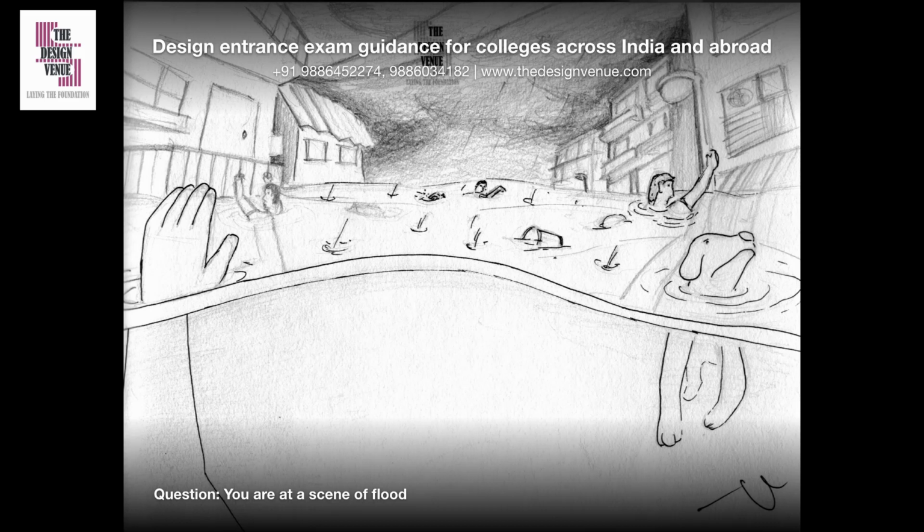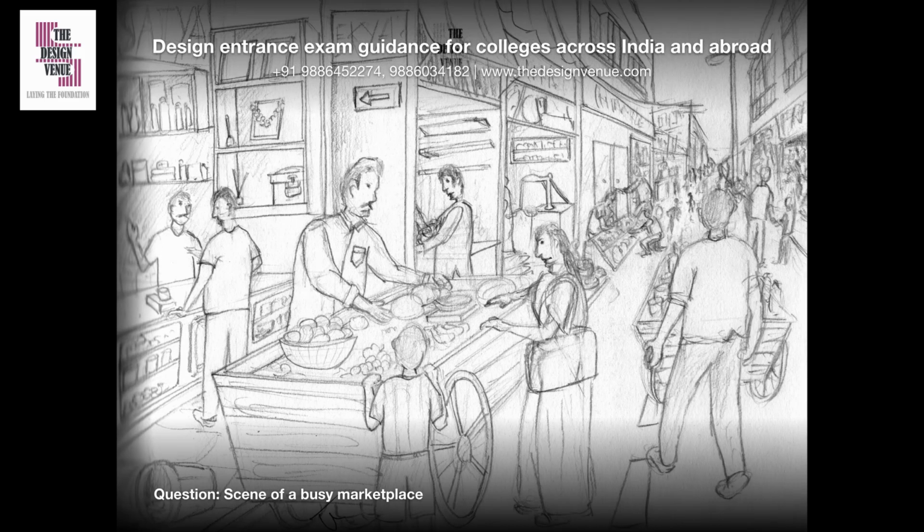You can also use domestic animals, dogs and cats, along with humans in your composition. In this scene of a busy marketplace, the more humans you add, the more lively the composition will look. Keep in mind that the humans you add should be of different sizes and ages to make the composition look more lively. Show them doing different actions.